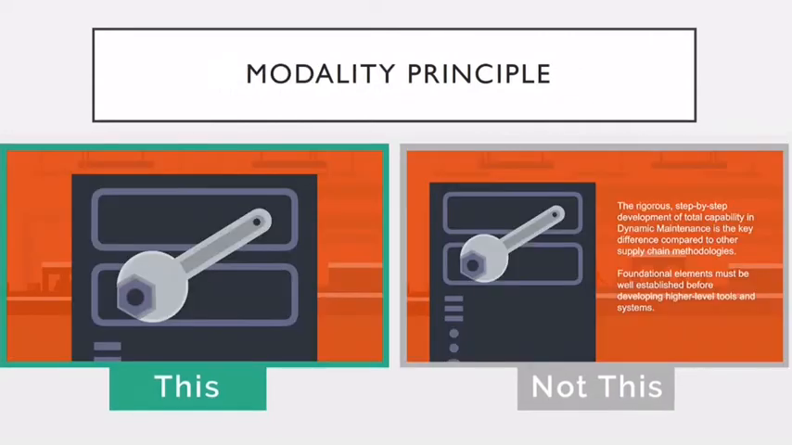The next principle is the modality principle. Now, our primary channel for learning is our visual channel, and so we learn so well with images. So, cut the text, make the images bigger, and narrate over the top.